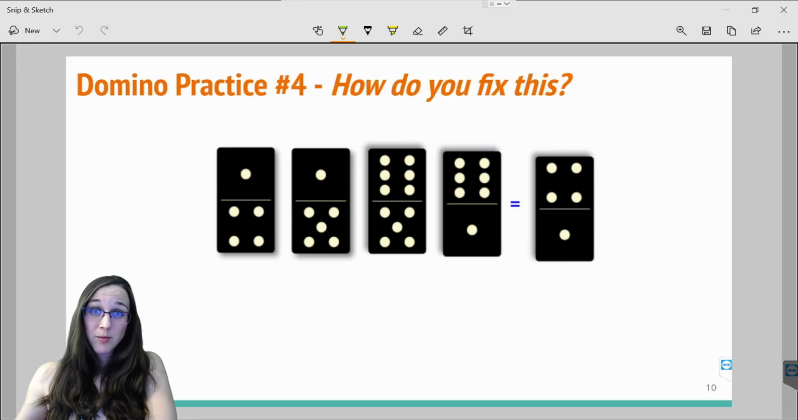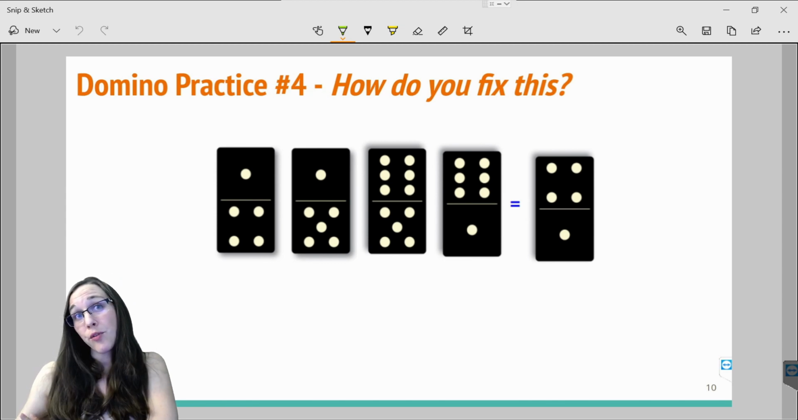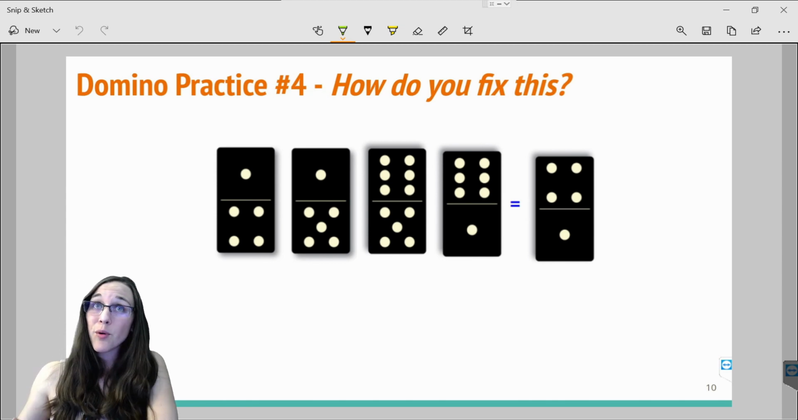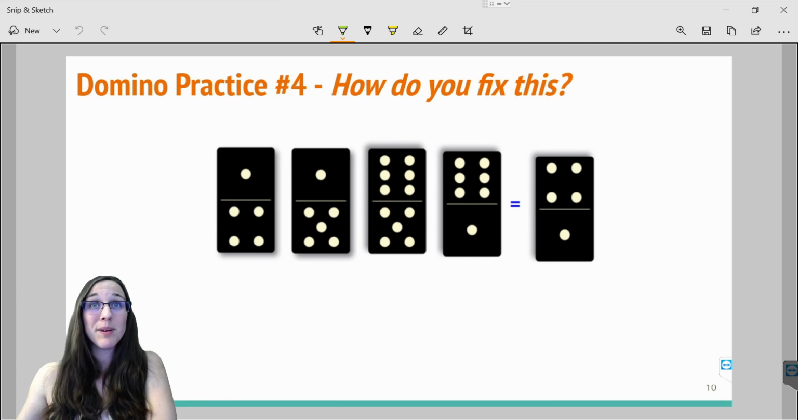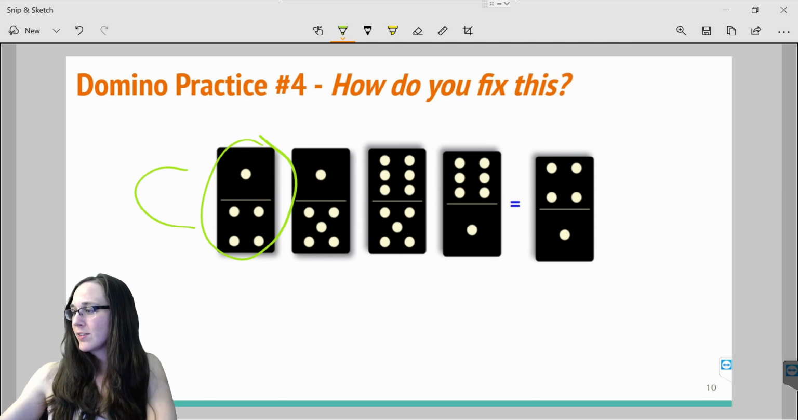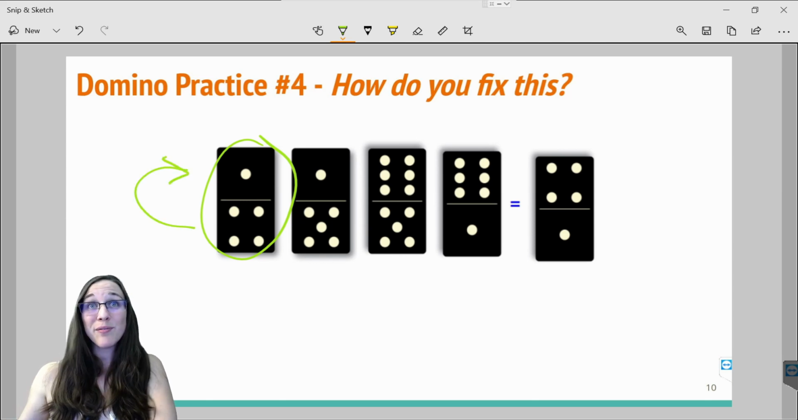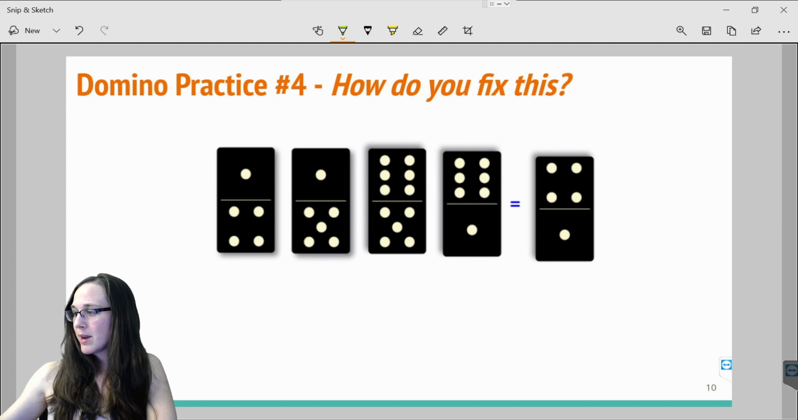Hopefully you saw right away that there's only one option for a 4 in these dominoes, and the 4 in our product needs to be on top. So what we would have to do is take this domino right here and flip it around. So we need to flip this guy over. And if we do that, we would have a domino that looks like this instead.